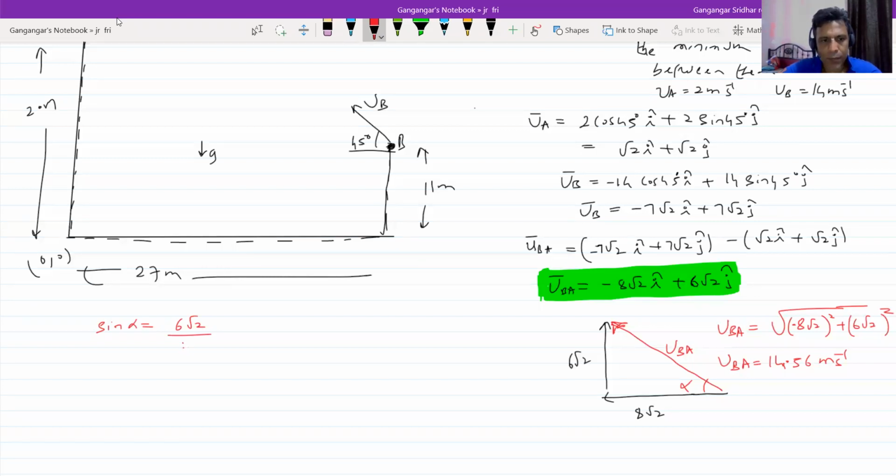UBA. So 14.56. So sorry, so 14.14. 14.14. Similarly, cos alpha is equal to 8 root 2 by 14.14. I'll give the values.